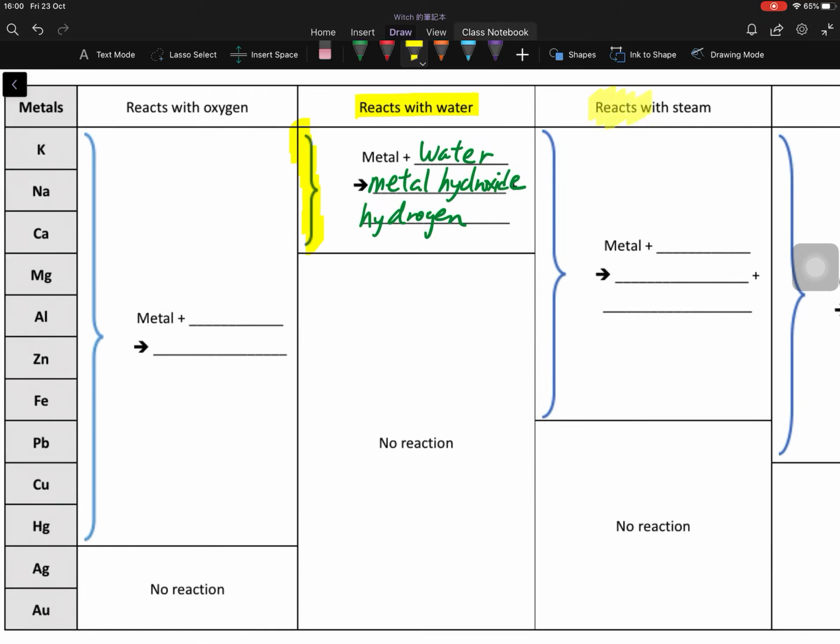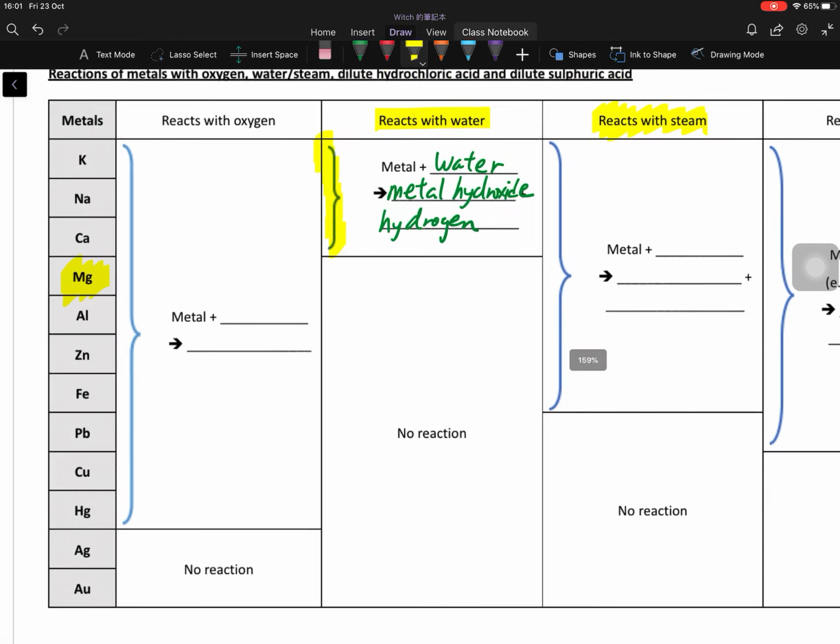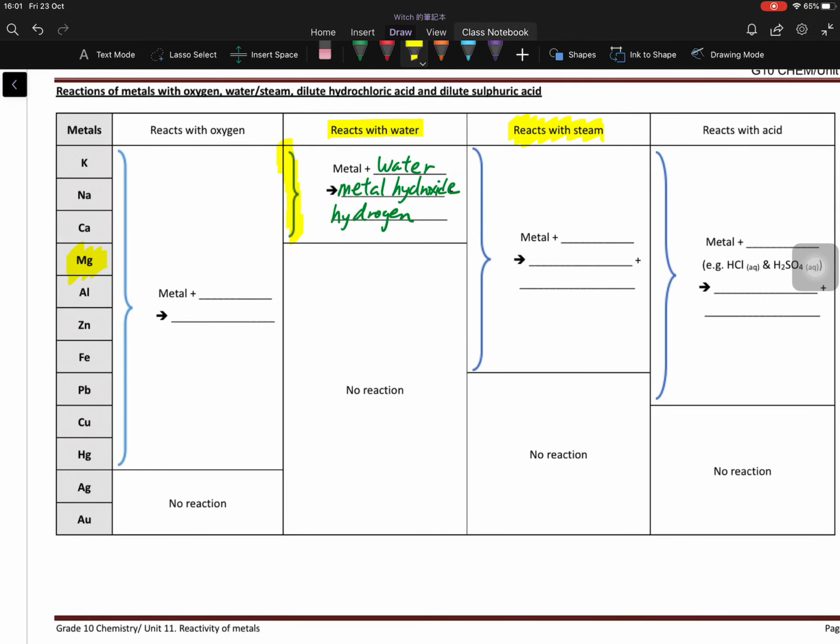Now, today we are going to discuss those metals which are less reactive than calcium. For example, what about magnesium? Well, magnesium is a reactive metal for sure, but it cannot react with water directly. So in order to start a reaction, we need to input more energy. With more energy, that means we need a higher temperature. At this high temperature, water will exist as steam instead of liquid water.